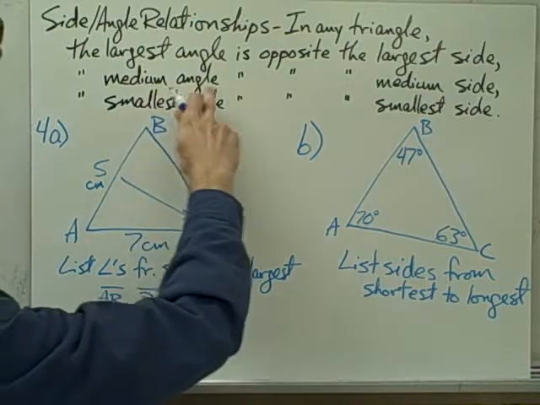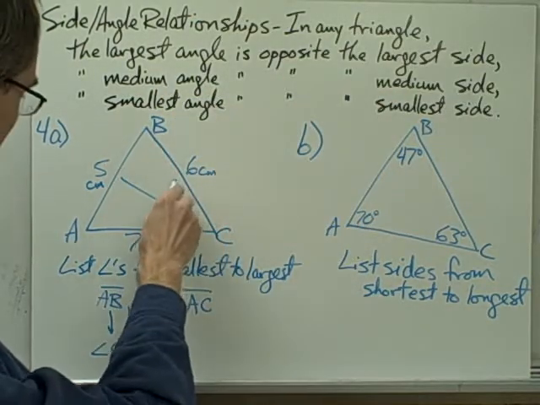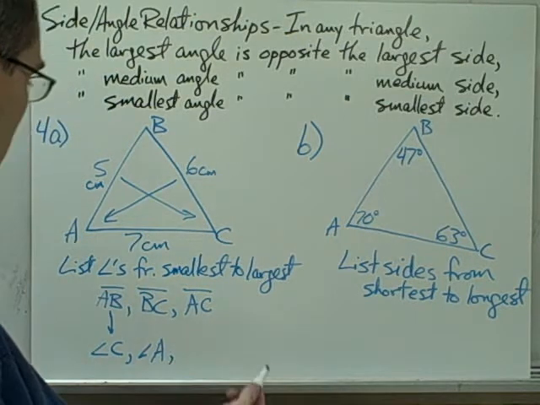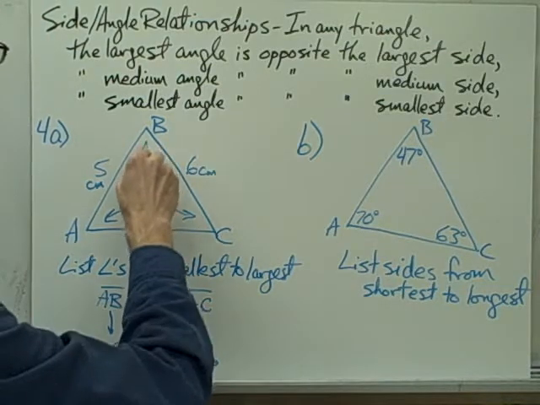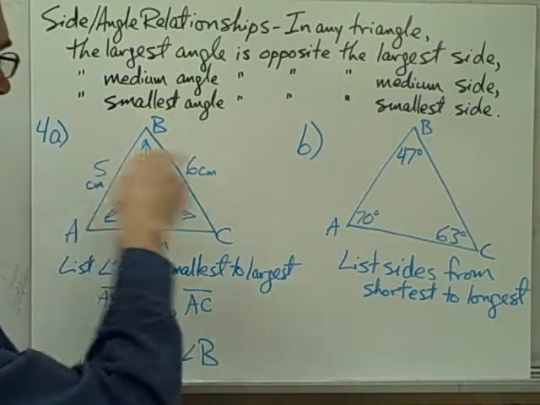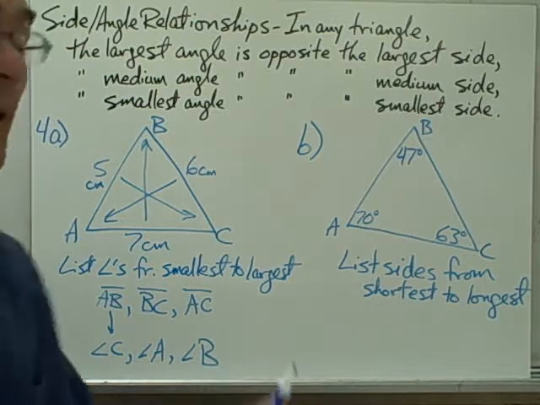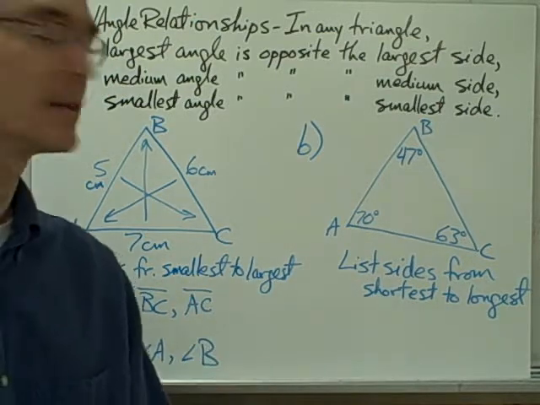My medium angle is opposite my medium side. Well, BC is my medium length side, so angle A must be my medium angle, and angle B must be my largest angle. So I've used the lengths of my sides to determine the angles that I have from smallest to largest. And you have another example in your notes, and I'm going to let you do that one.